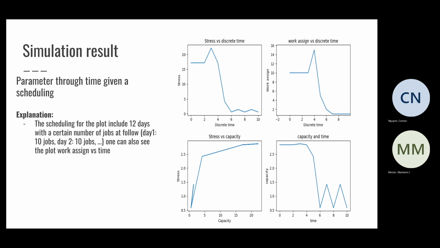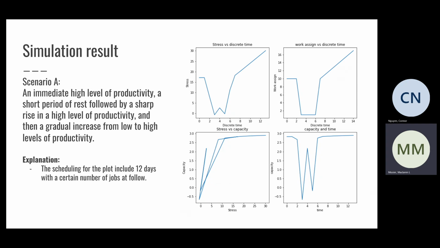Here are some graphs that show the stress versus time, the work versus time, the stress versus the capacity, and the capacity as a function of time, where the work versus time graph is given in discrete time intervals. Here's a scenario where a group experiences a high level of productivity, so the stress reflects that schedule. In the stress versus capacity graph, the stress is not ordered, and it's supposed to reflect stress versus capacity as a function of time.